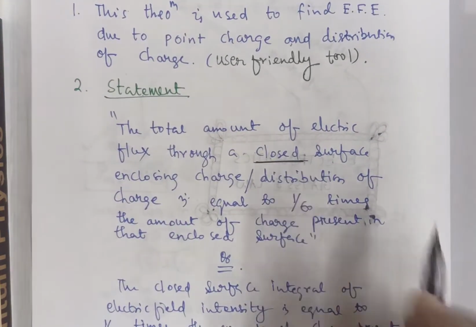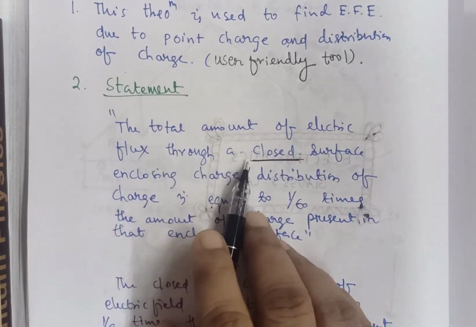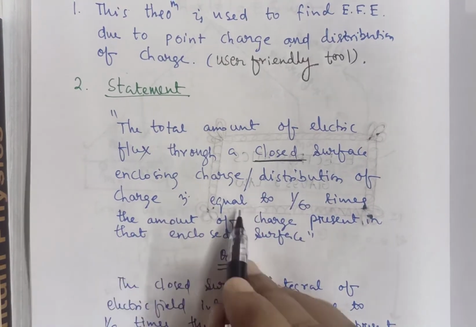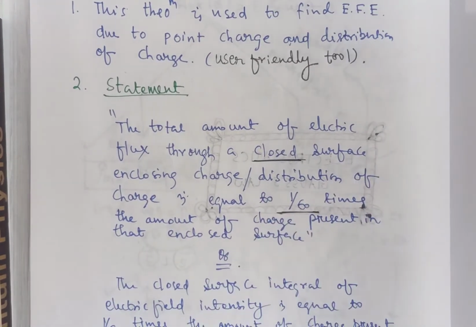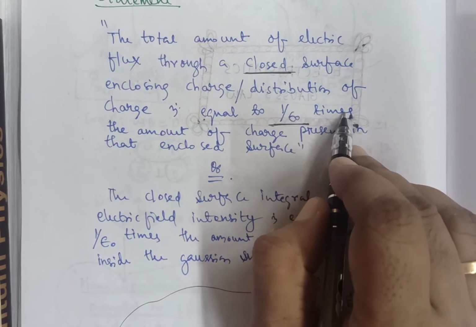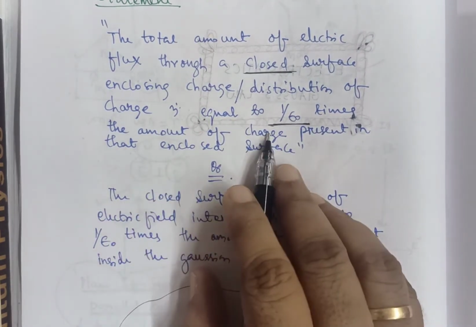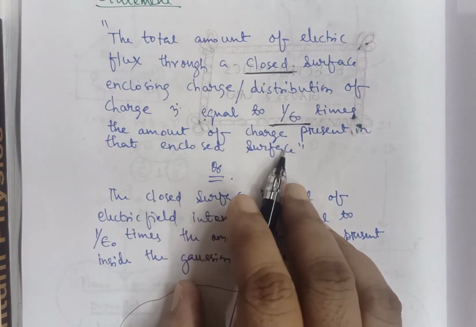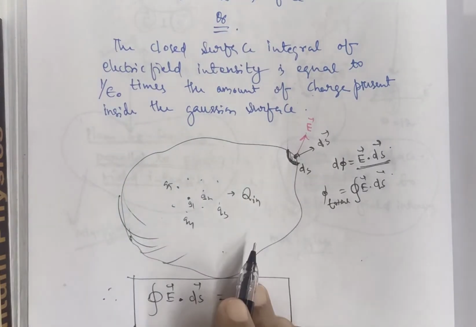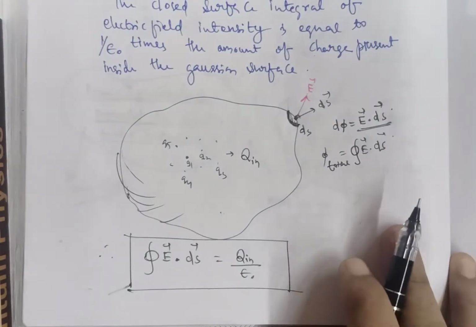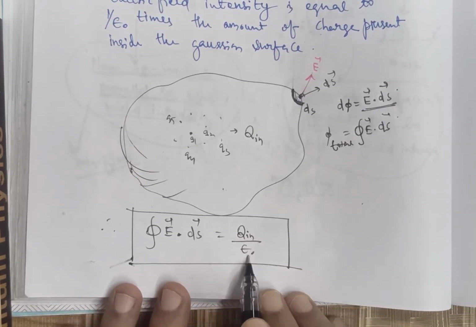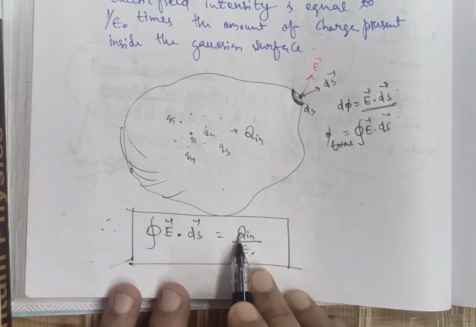So again go to the statement. The total amount of electric flux through a closed surface enclosing a charge or distribution of charge is equal to what Gauss calculated? That is 1 by epsilon 0 times, means multiplied, 1 by epsilon 0 times the amount of charge present in that enclosed surface. What amount of charge have you taken in this enclosed surface? So your Gauss theorem states that the total flux will be the total charge inside this Gaussian surface divided by epsilon 0. So it is said in language that it is 1 by epsilon 0 times the total amount of charge present in this surface.